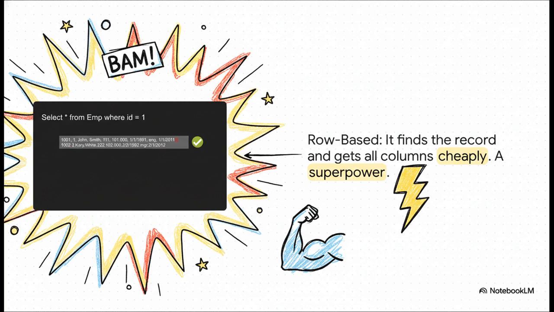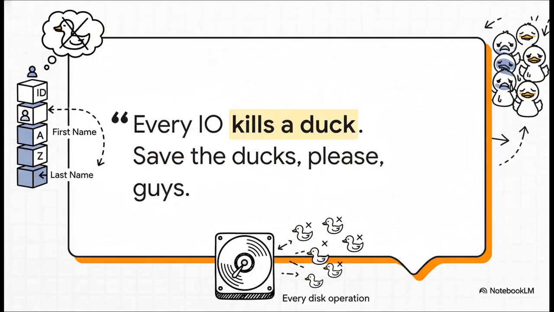This is its superpower. The column store, though, is facing a complete nightmare. To piece together that one employee's record, it has to do a separate disk read for every single column. It has to jump to the ID file, then jump to the first name file, then the last name file, and so on. As the source material so memorably puts it, every disk operation, or I/O, kills a duck. And let me tell you, this query kills a lot of ducks.